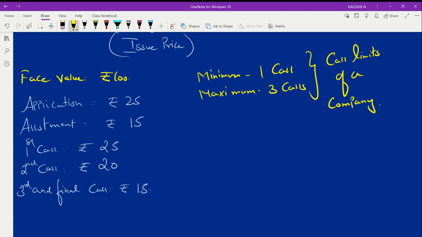Within this range of one to three, they may have one call itself as the first and final call, or they may go to the second level and make it the second and final call, or they may go to the third level and make it the third and final call. It depends, right?